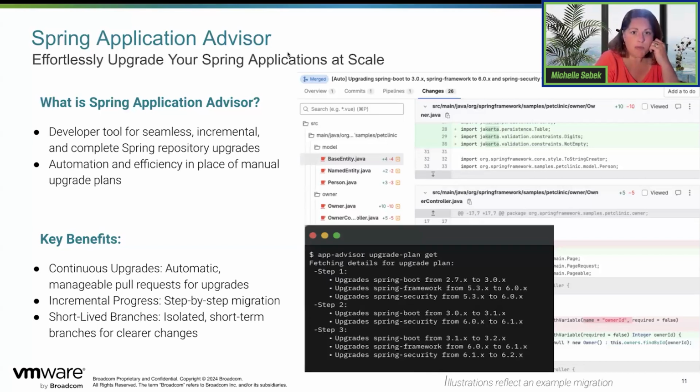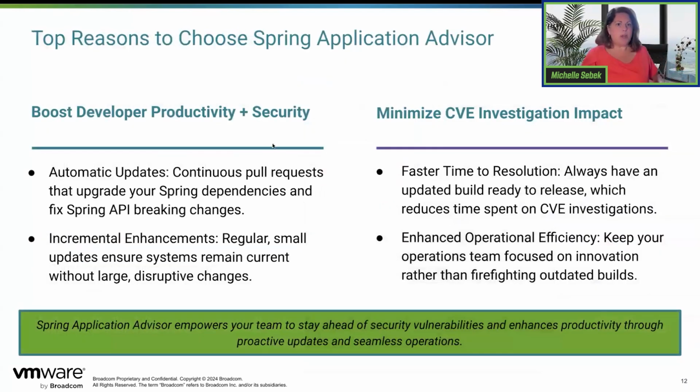So if we flip the page to that, okay, we know what it is, but why? Why do you want this? Really, we talked about driving tech debt down and increasing productivity. We're increasing security with those automatic updates. You're going to be in compliance with the regulations that are needed, with those continuous pull requests that upgrade your Spring dependencies and fix Spring API breaking changes. We also have regular small updates, and that's where you remain current without disruption, right?